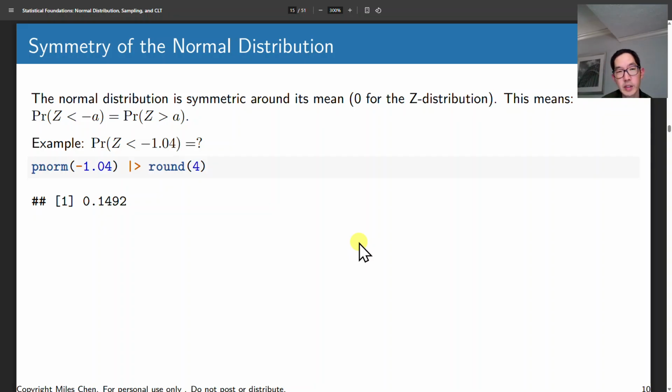Another thing is that the normal distribution is symmetric, okay? And so if you calculate the area to the left of some value, like negative a, that's going to be equal to the area to the right of positive a. So, if I say, what is the area to the left of negative 1.04?